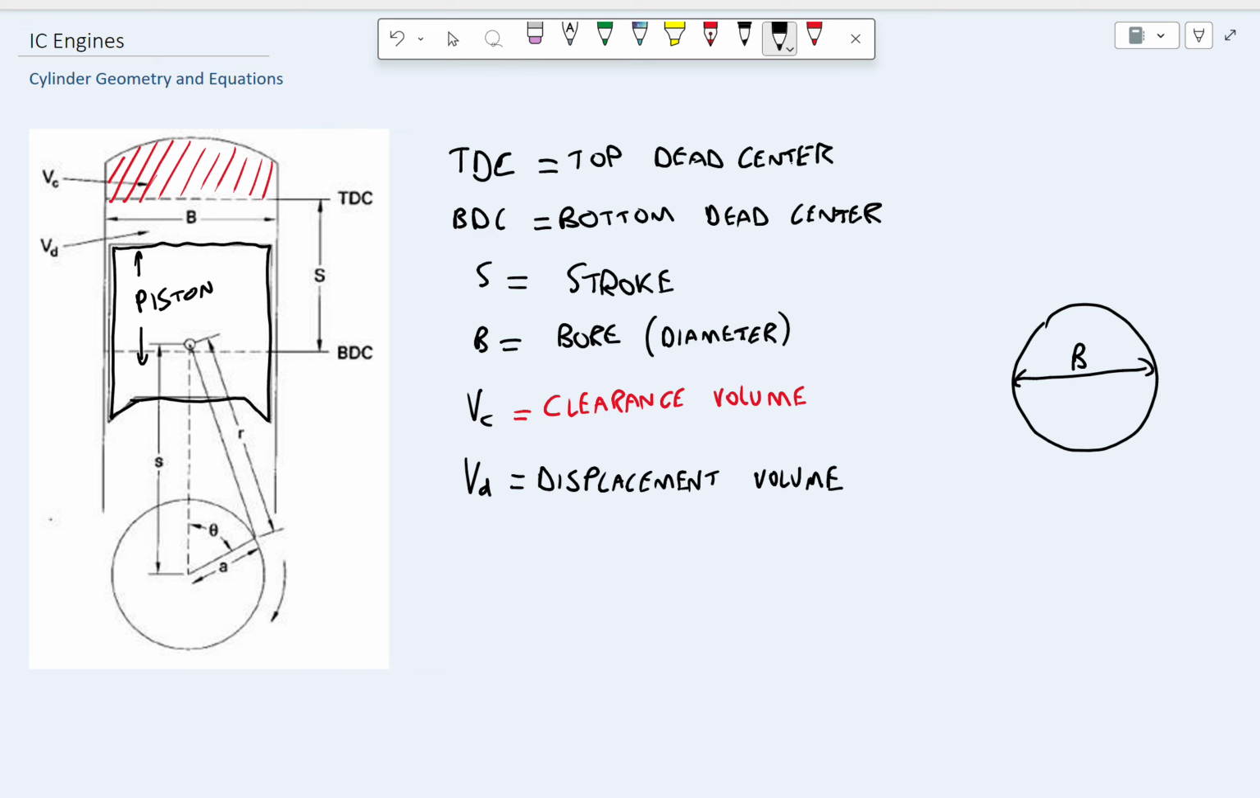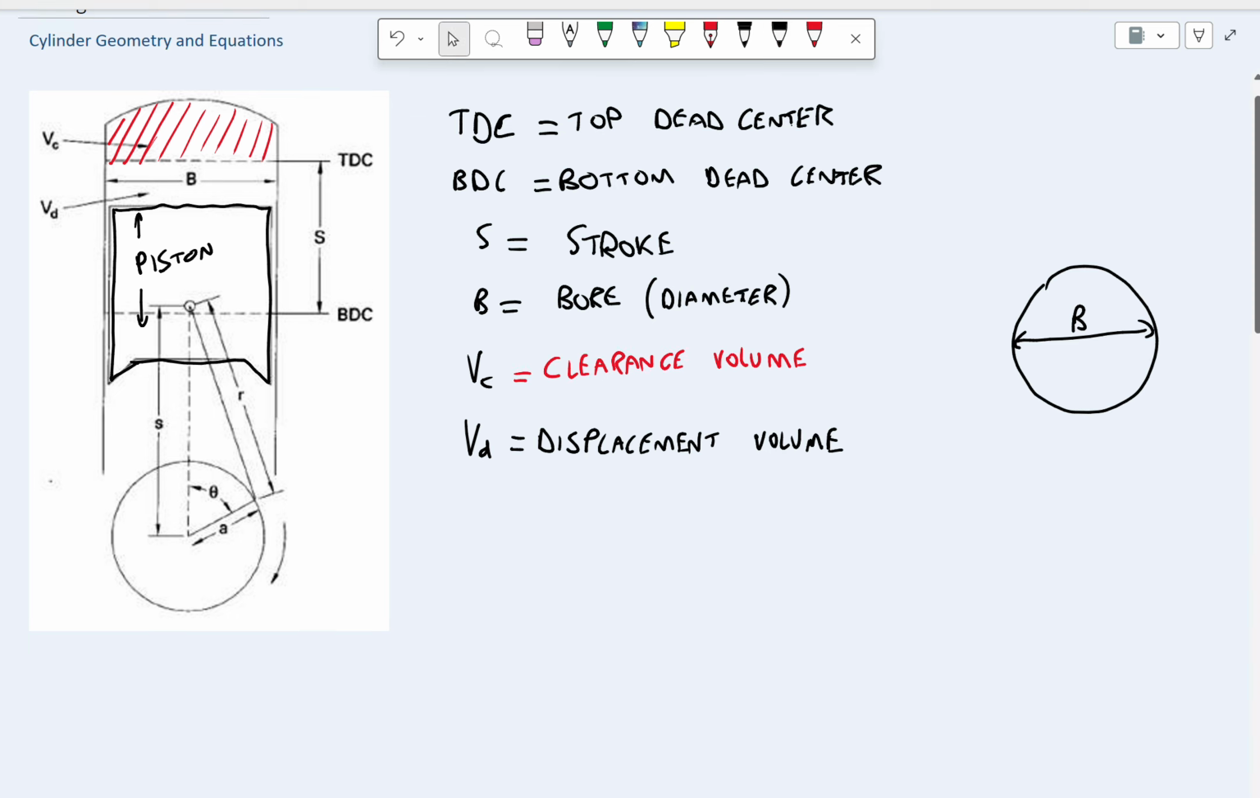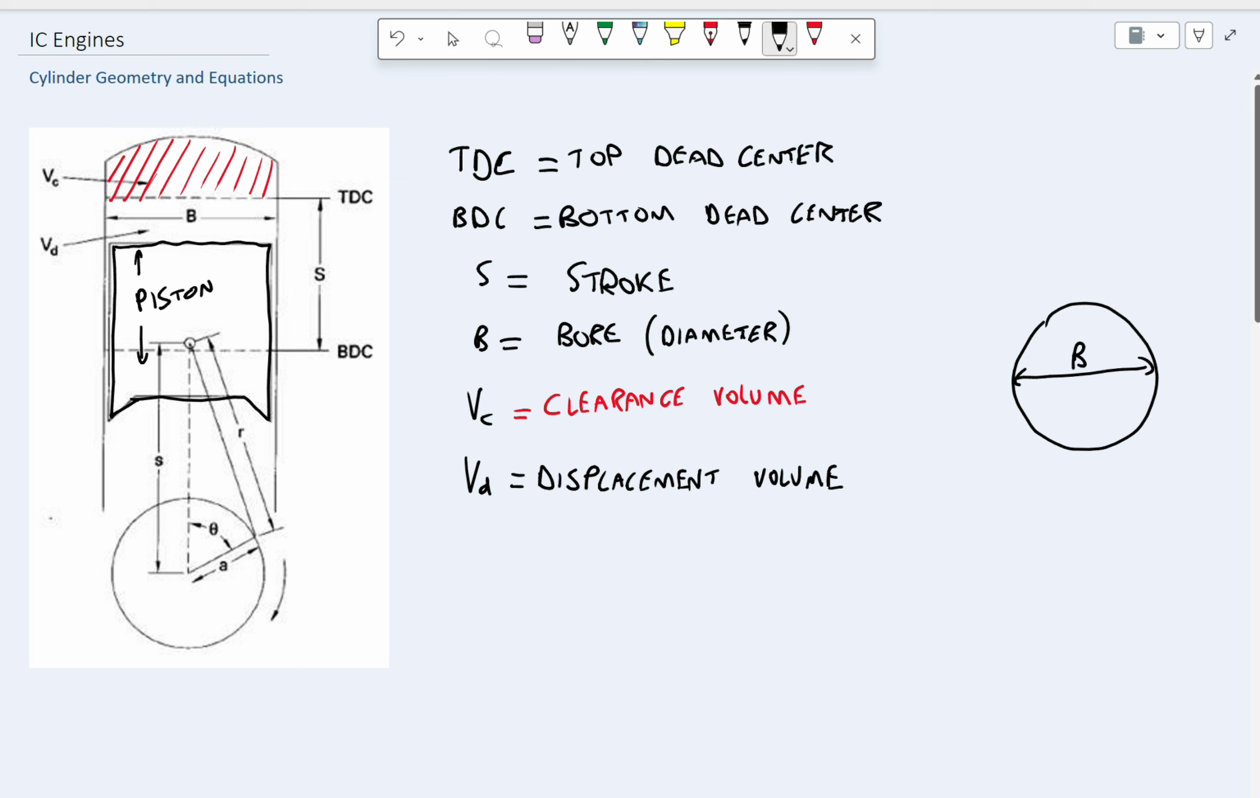Some of the other equations that we want to put in place: we see that the piston is directly connected by a connecting rod. If we look at this piston right here, we have a joint here, and this item right here in red is called the connecting rod.